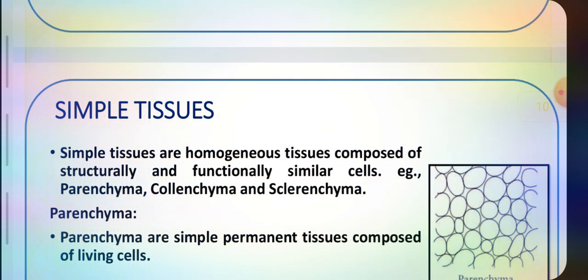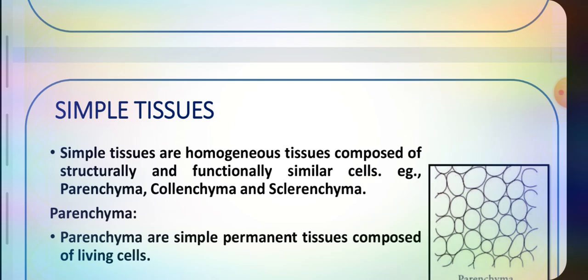Simple tissues. What are simple tissues? They are homogeneous tissues. That means they are of the same type. They all look alike, and they are similar in structure, shape, and size. All those cells will have the same size, same shape, and functionally also they are the same or similar.